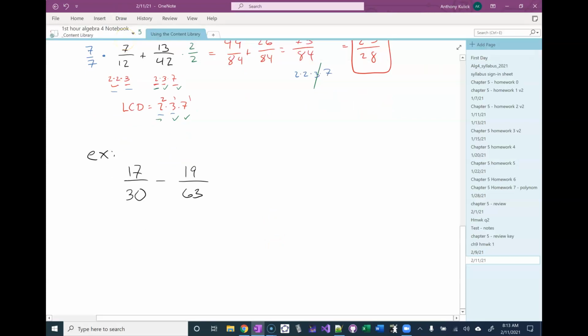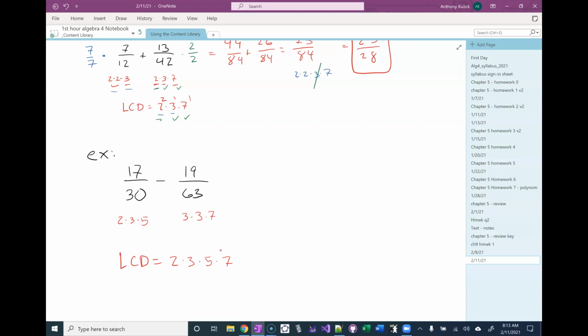Okay. We want to start by doing our prime factorization, but we really only care about the denominators, right? So 30 is 2 times 3 times 5. 63 is 3 times 3 times 7. What's my least common denominator going to be? Well, I know it's got to have a 2, a 3, a 5, and a 7 in it. Everybody agree with that?